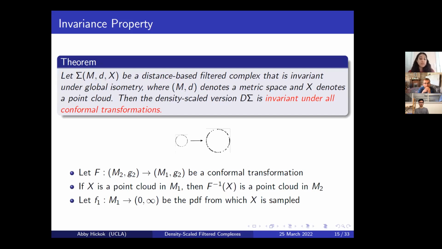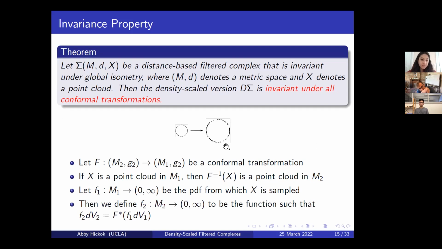Okay, let's say little f1 is the density function that X was sampled from. So that would be the density on this big manifold here. And then I could define F2 to be the density function so that if I were to sample a point cloud from this smaller manifold here, that would be the same as taking a point cloud on the bigger manifold here and pulling it back to a point cloud on the second manifold. So F2 is defined to be basically the density of the pre-image of the point cloud. It's like what it should be.